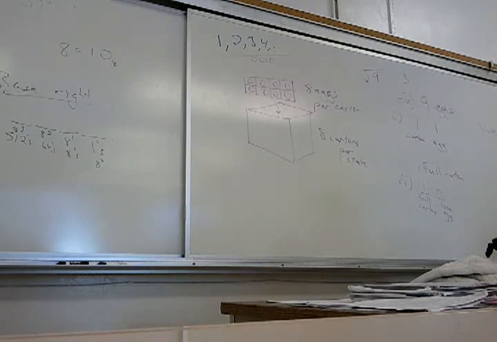But what happens for base 8? You have 1, 2, 3, 4, 5, 6, 7. Then you have 1, 0, which is 8. And then we'll keep going from there, 11, 12, up to 17. And then you have 2 and 0, and so forth.